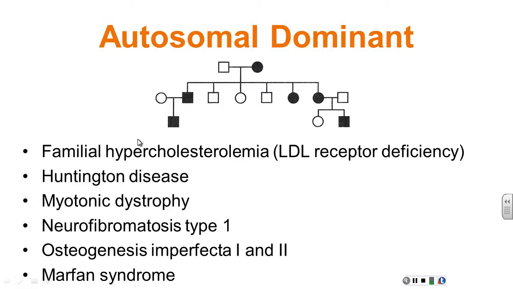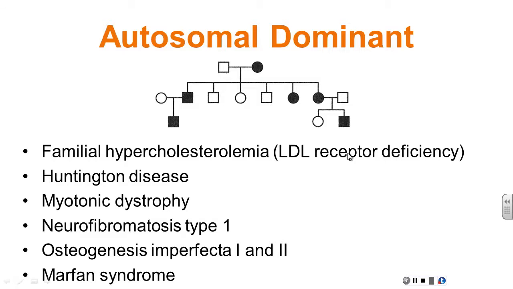Familial hypercholesterolemia is very famous, very prominent for a single gene disorder as well. About 1 in 500 people have this condition, and it's a defect in the LDL receptor. Why is that autosomal dominant? I'll explain in a second.